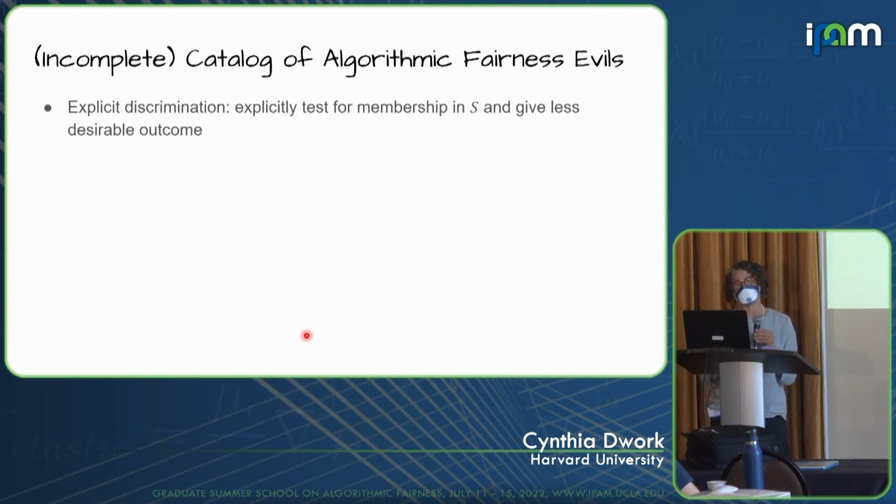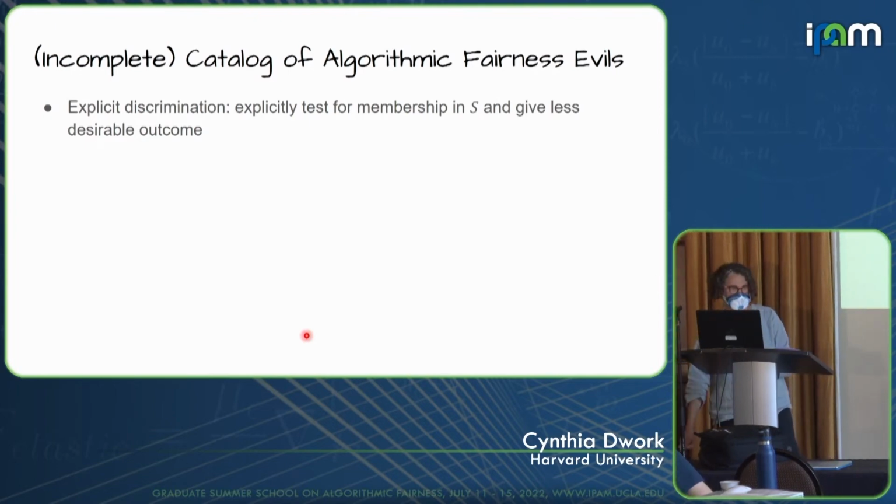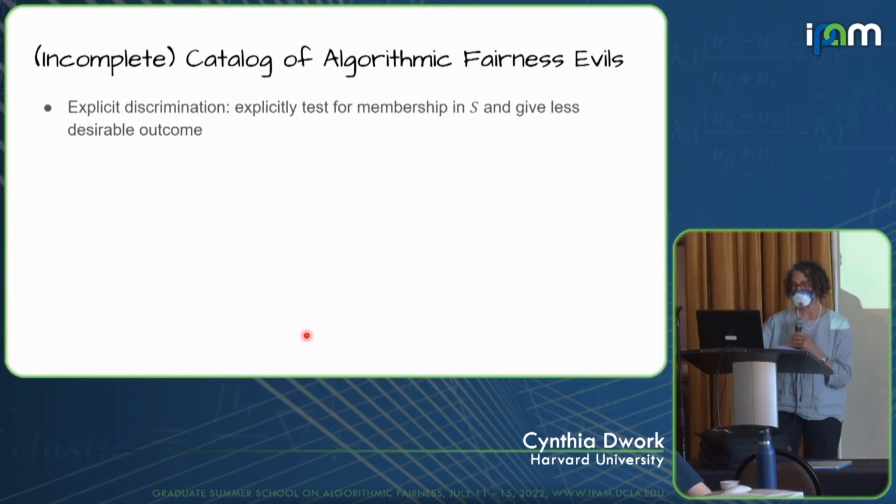Okay, so first, explicit discrimination. In general, I'm going to use two groups, S and T. Sometimes I will refer to them as people who like to eat food that is flavored with sage versus food that is flavored with thyme. You can think of these as racial groups, gender groups, or sex groups. You can think of these as people who grew up having access to abortion and people who grew up not having access to abortion. So there's explicit discrimination, which will explicitly test for membership in a set and give a less desirable outcome to members of S.